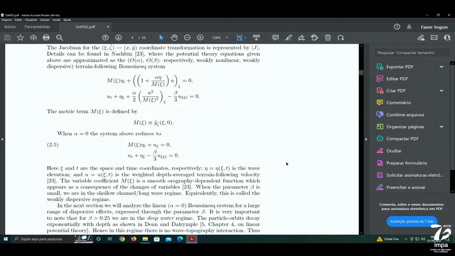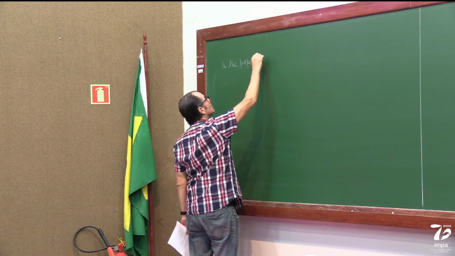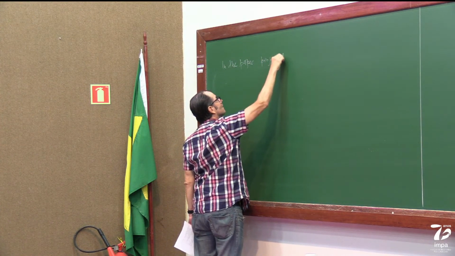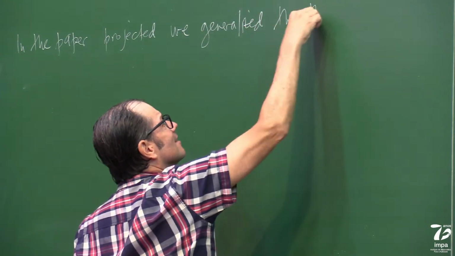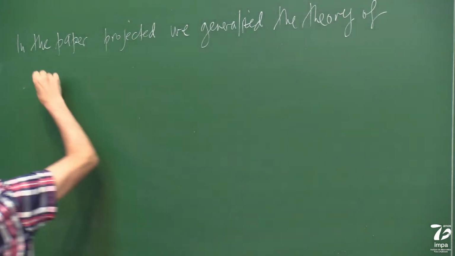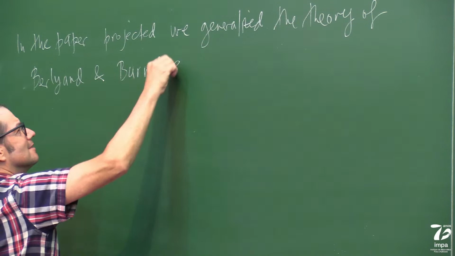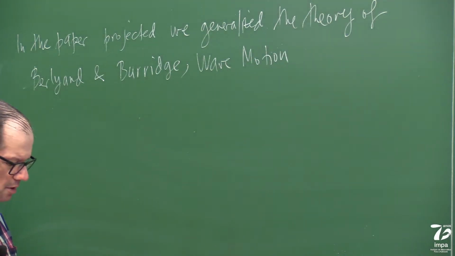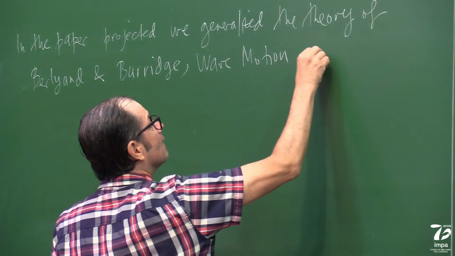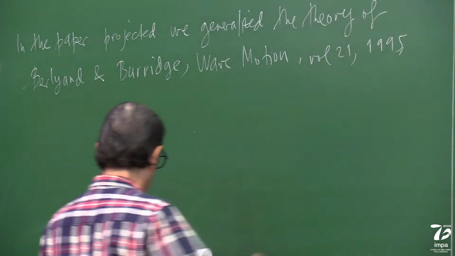Maybe I haven't written this completely. Let me write on the board. Yes, here it is. So in the paper we generalized the theory of O'Doherty and Anstey. Wave Motion is the name of the journal, volume 21, 1995. And it's for acoustic waves.